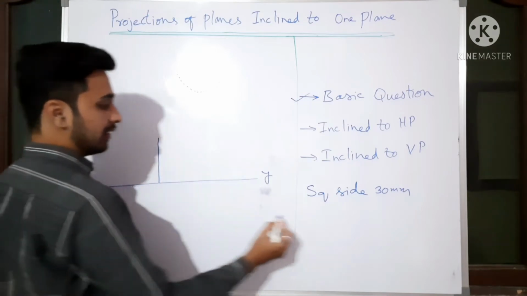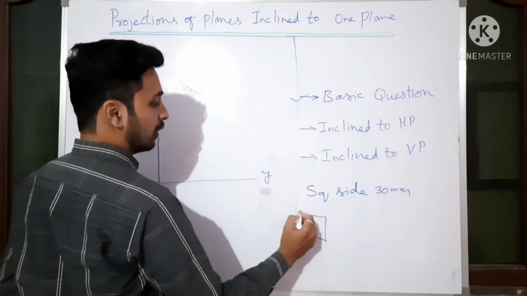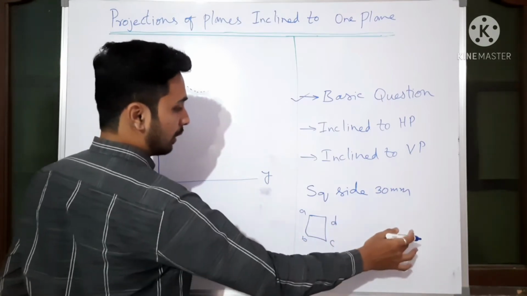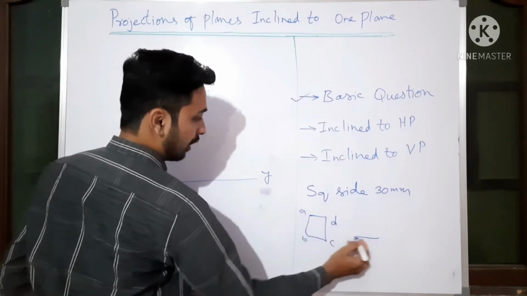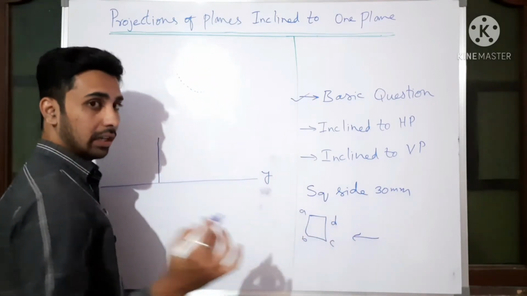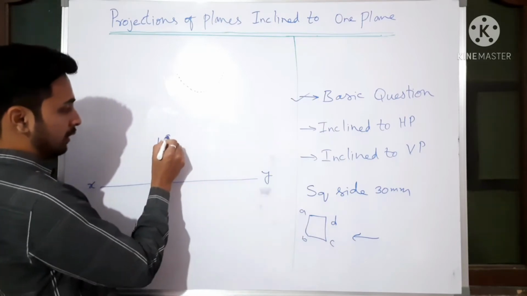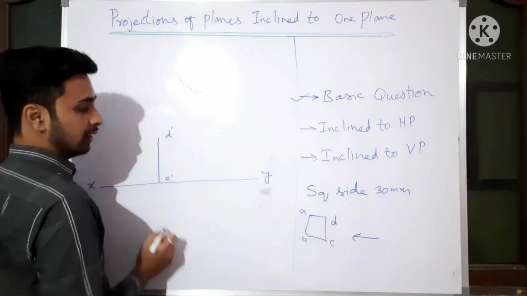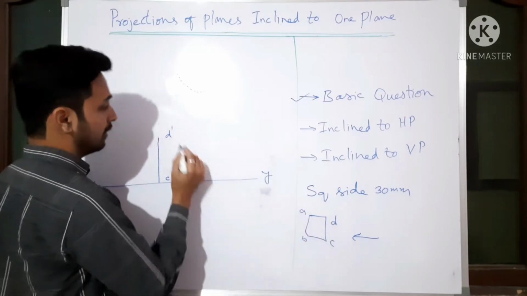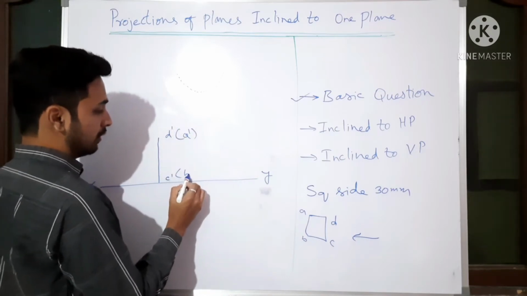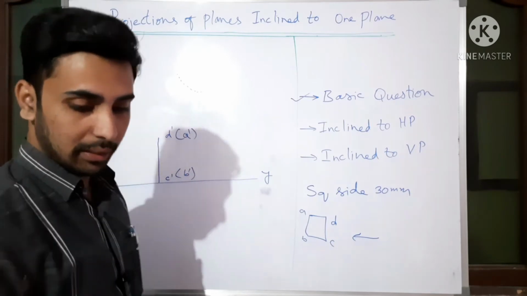Okay, imagine the square has corners A, B, C, D. If you are observing from the front, in this direction, assume this is the front observation. First you see D and C, that is D dash, C dash. Then behind D, what do you have? A. Then behind C you have point B. How to take these numbers?